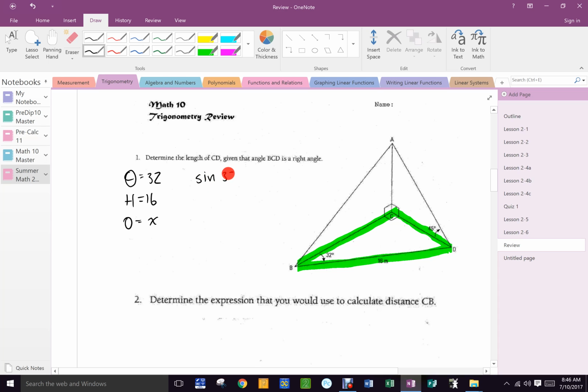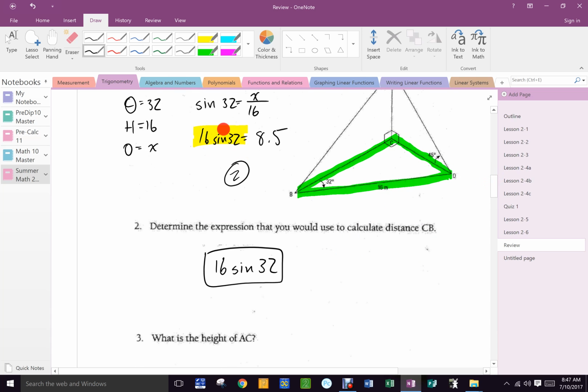Sine. Sine of 32 equals O over 16. Number on the bottom, so it is 16 sine 32. I do not have my calculator out. I do not wish to punch it in, so what is the right answer? 8.5. Sounds good to me. 2 marks. What expression did you use to calculate that? I wrote it right here. You guys probably just punched it into your calculator, but that's what I'm looking for there. That is the expression. If you got 8.5, you get a free mark there because you did it right.